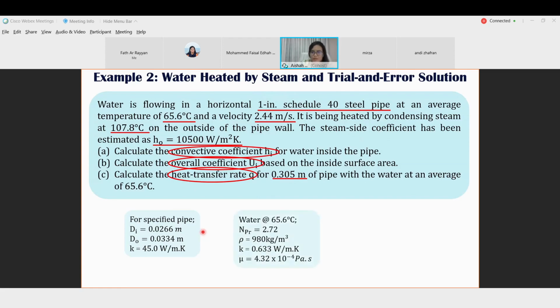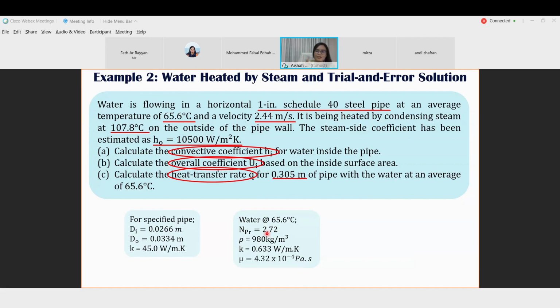Okay, similarly to the first question, we also need to use the appendix to find the properties of water at 65.6 degrees Celsius, because this is the inlet water temperature. So you can find from the appendix the Prandtl number and the density of water, because if you recall from our very first lecture, the density of water is different at different temperatures.